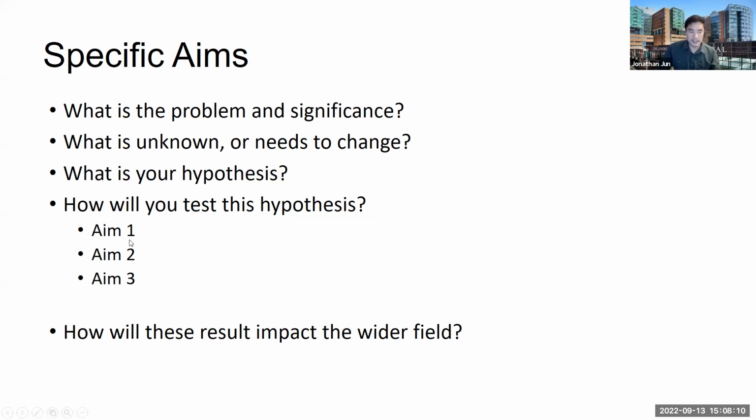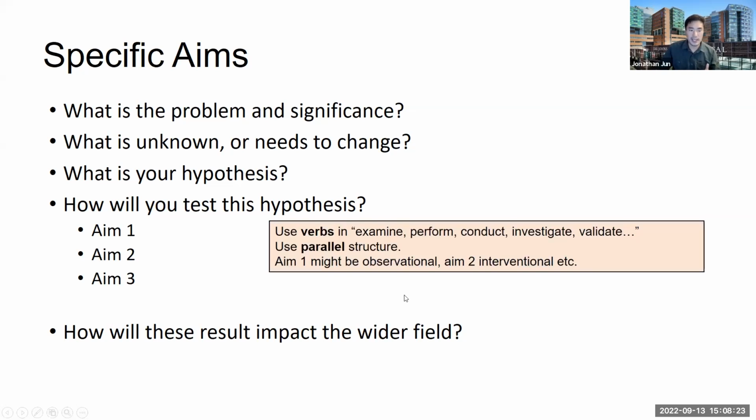How will you test the hypothesis? And you put forth your aims. And finally, as we talked about before, you go broad at the end and talk about how the successful completion of this project will impact the field? A couple points about aims.